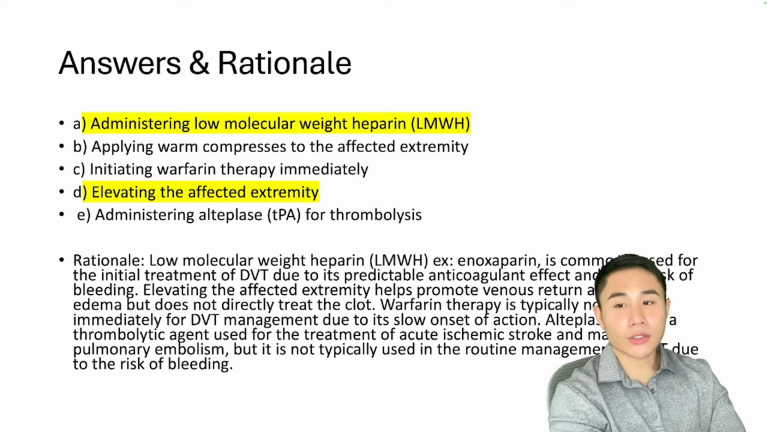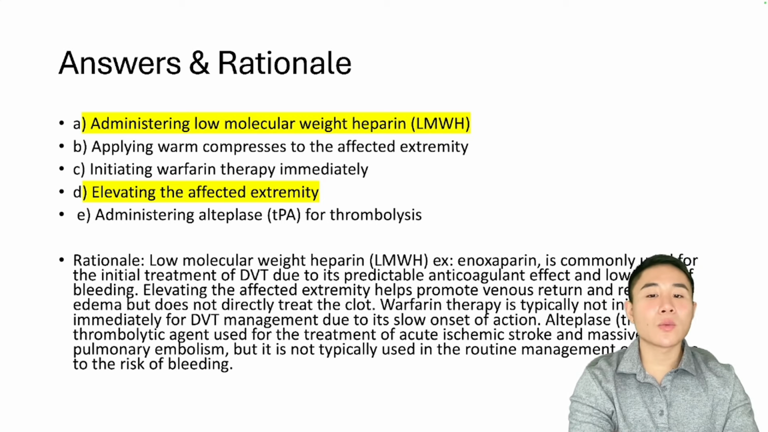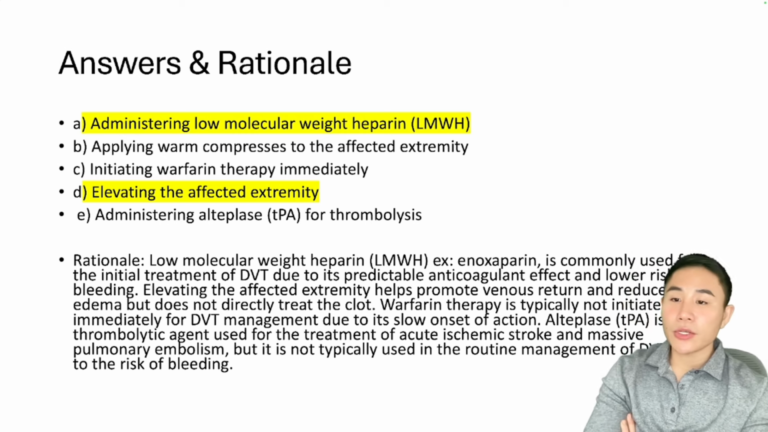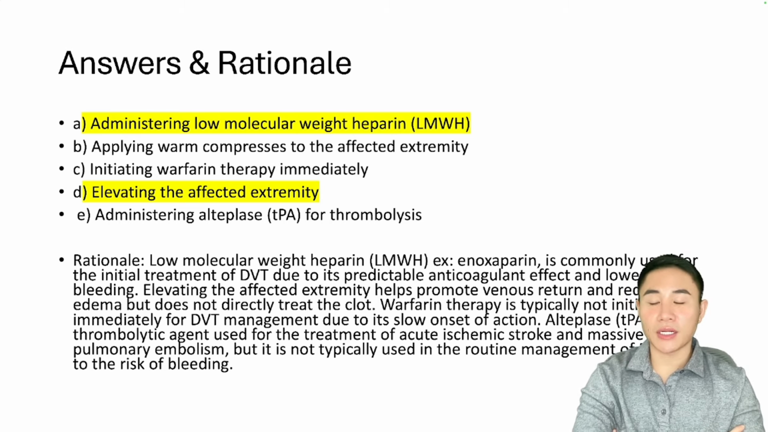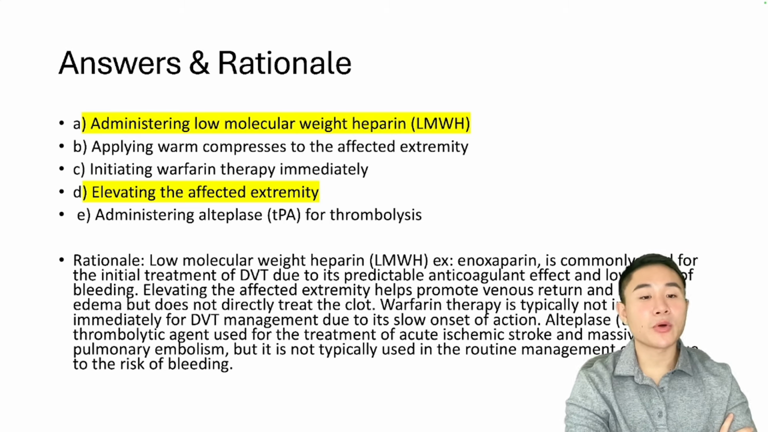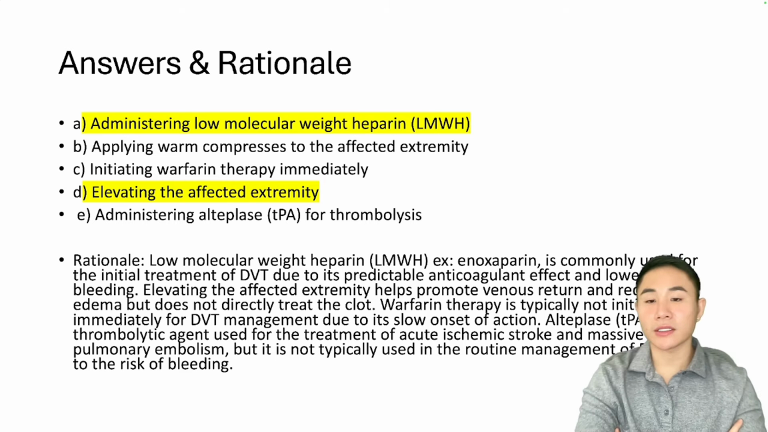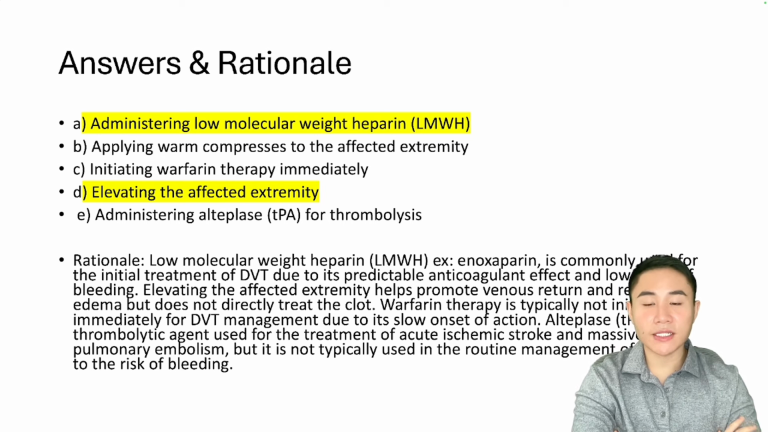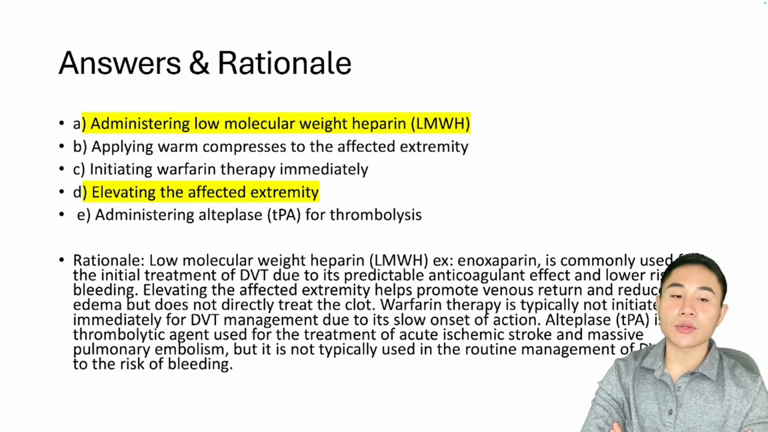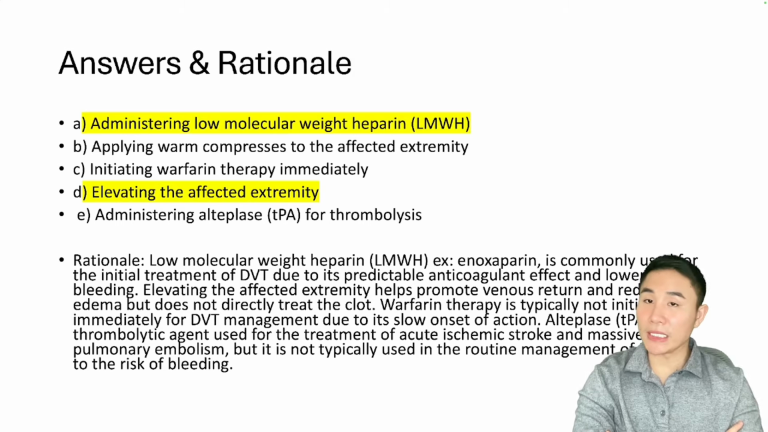All right, so A and D are correct. Rationale: low molecular weight heparin enoxaparin is commonly used for the initial treatment of DVT due to its predictable anticoagulant effect and lower risk of bleeding. Elevating the affected extremity helps promote venous return and reduce edema, but does not directly treat the clot. Warfarin therapy is typically not initiated immediately for DVT management due to its slow onset of action. TPA is a thrombolytic agent used for the treatment of acute ischemic stroke and massive pulmonary embolism, but it is not typically used in the routine management of DVT due to the risk of bleeding.